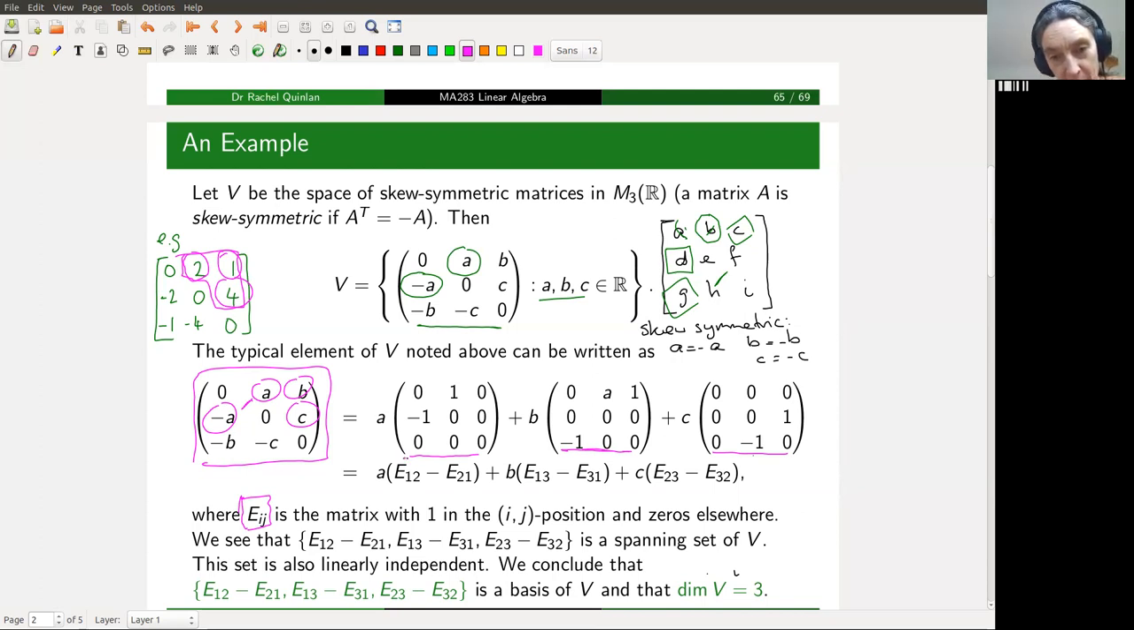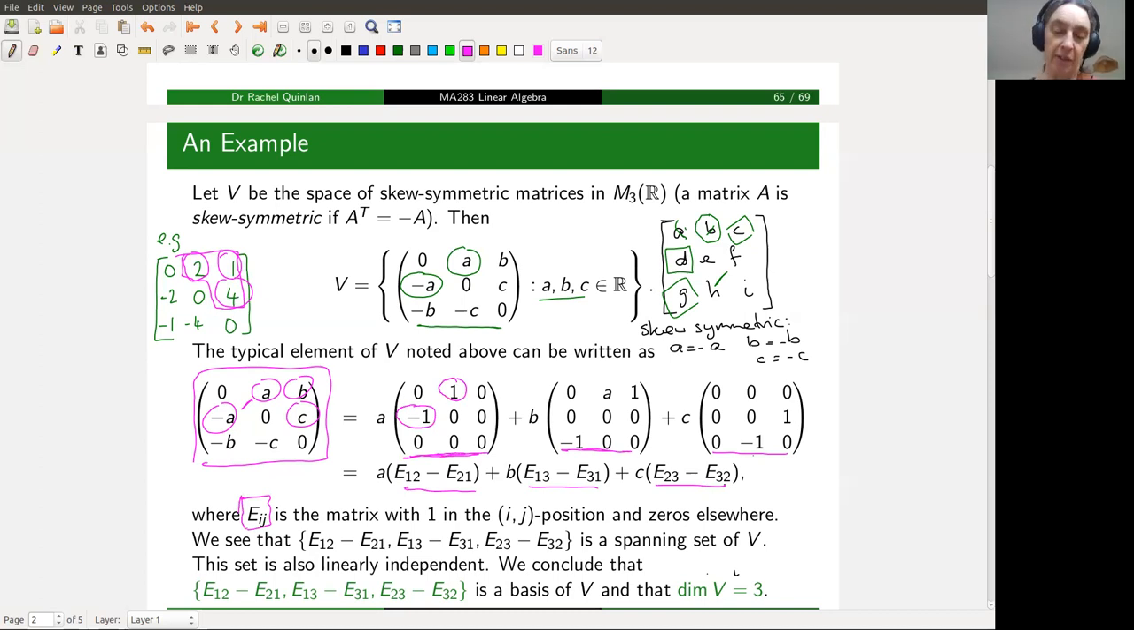So this matrix, which has a 1 in the 1,2 position and minus 1 in the 2,1 position, you could write it as E12 minus E21. E12 would have the 1 here, and E21 would have the 1 there. So the difference E12 minus E21 is exactly that matrix, which is appearing multiplied by A. Similarly, we've got B here multiplying E13 minus E31, and C multiplying the third matrix. So we're saying that every skew symmetric real matrix is a linear combination of these 3.